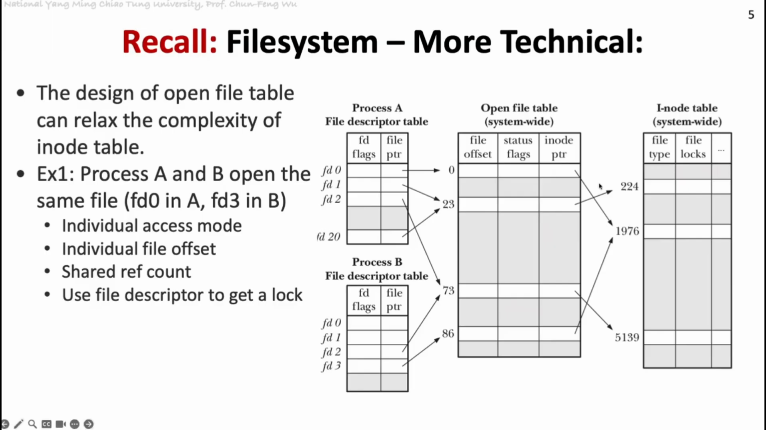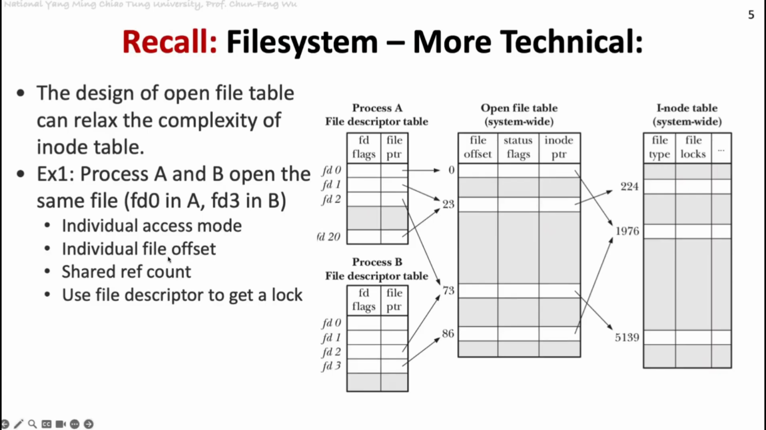To make it simple, the inode table only manages the file on the storage, the things related to the data on the storage. For processing information like access mode and file offset, they are moved to another data structure called the open file table. So let's go a little bit deeper.